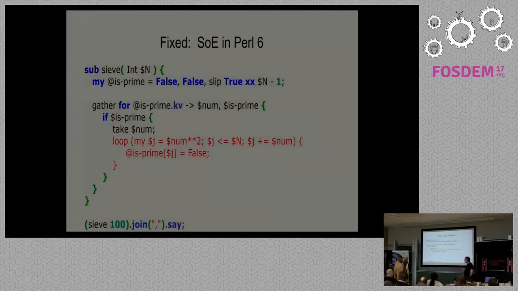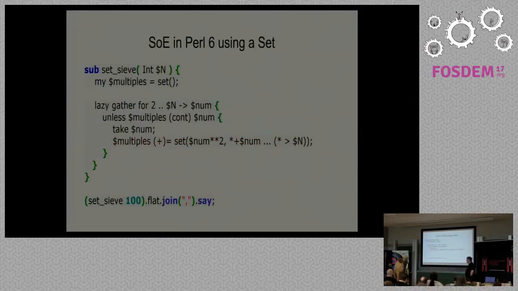Now we have the sieve of Eratosthenes in Perl 6. Looks exactly like the C code, or like the Perl 5 code, or the Wikipedia pseudocode. And it runs significantly faster. So Perl 6 has a lot of different ways to do these things.